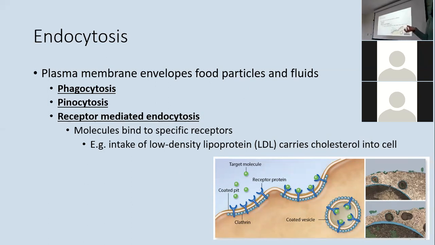Cholesterol is something you need when you're making membranes, in between all those little phospho and sphingolipids. So we can have these low density lipoproteins, these receptor proteins that will target a molecule. And then basically that phagocytotic process just happens again. The membrane's going to close around and pull that specific molecule in, as opposed to just some large something. All right.